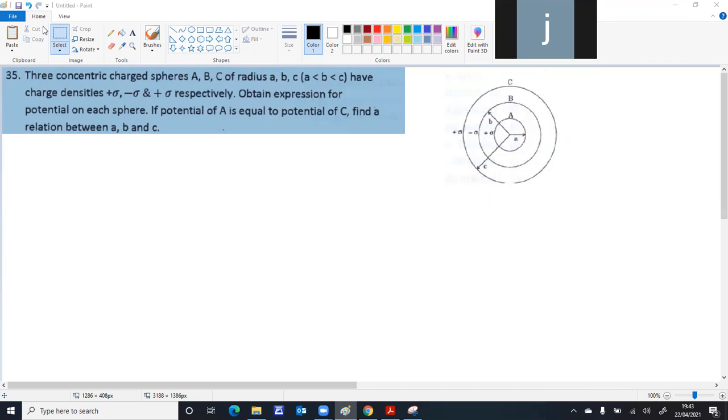B is outside A, but that doesn't mean B has minus sigma and plus sigma, right? No, B only has minus sigma. The other spheres are not connected.